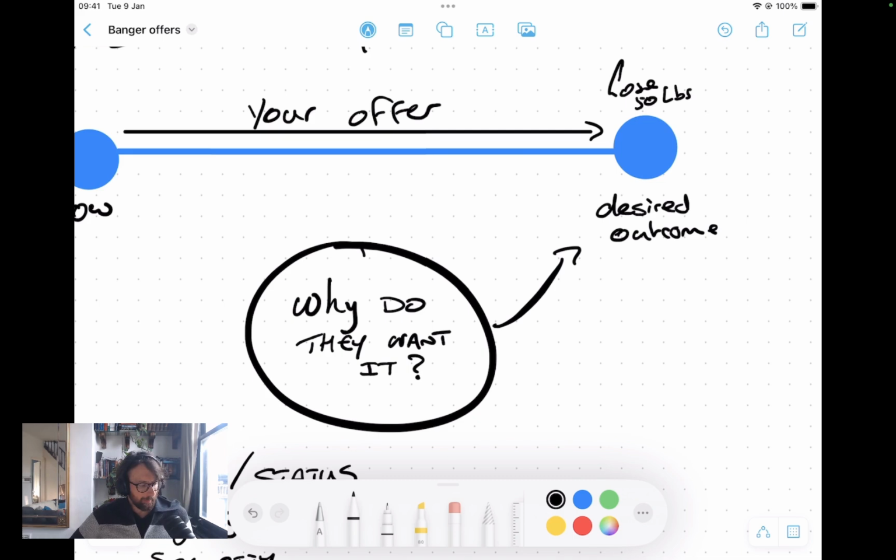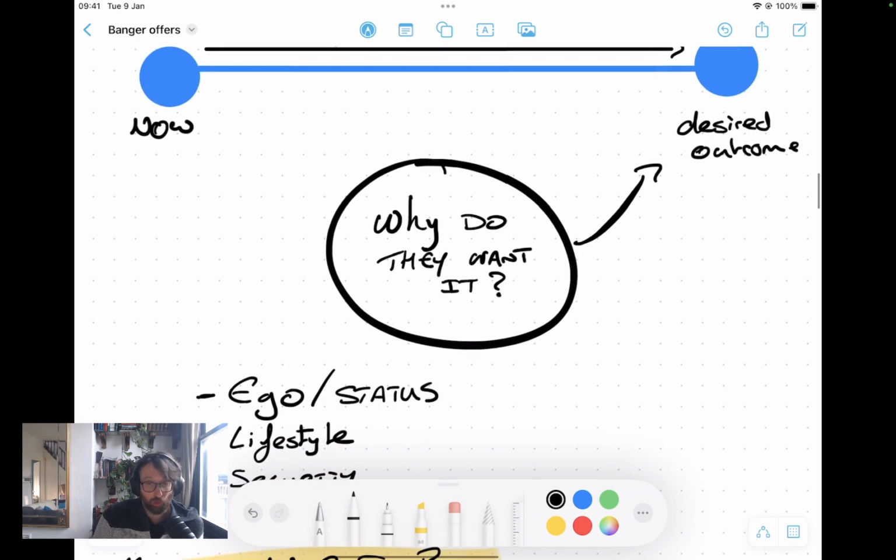It's that status thing. They want to feel good. They want other people to look at them and be like, wow, I wish I looked like that person. Look how amazing and in shape that person is. Okay. So there's an ego or status reason that people might want this. And you can usually tie things back to ego or status.